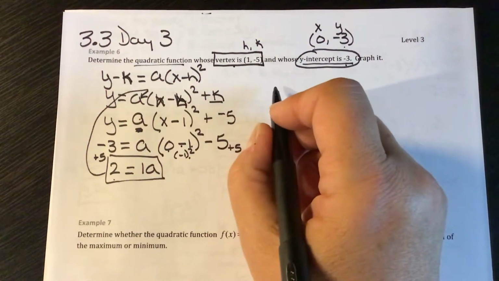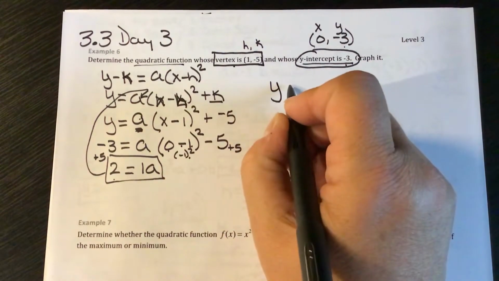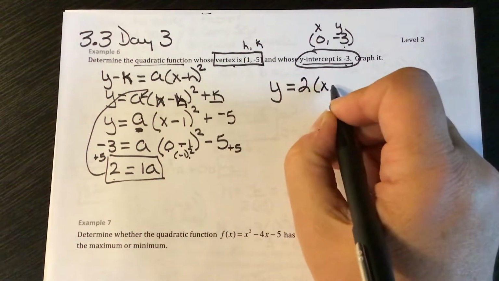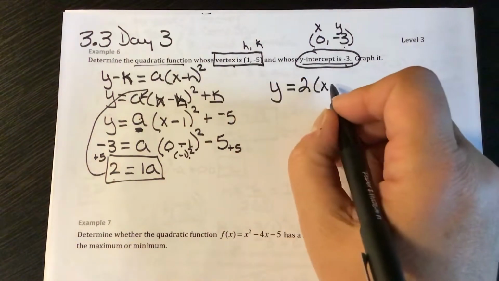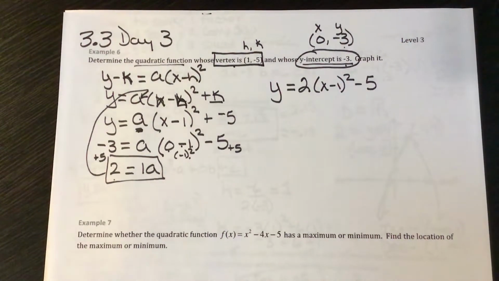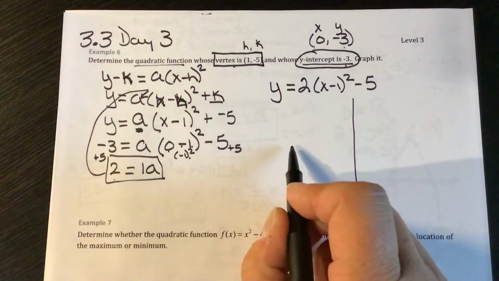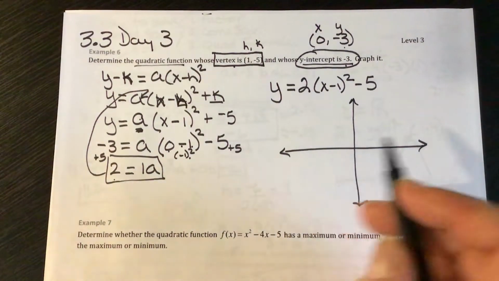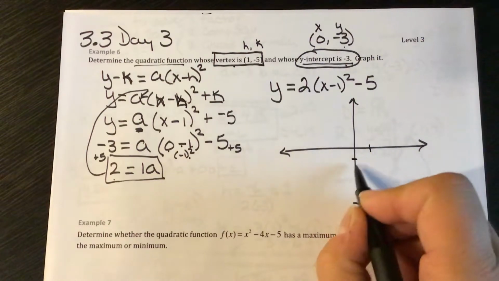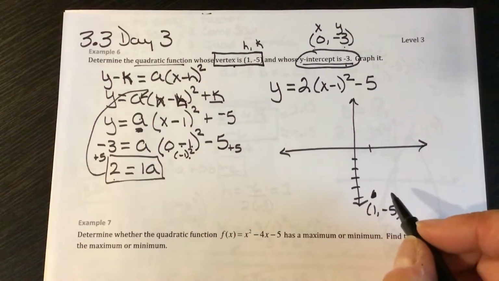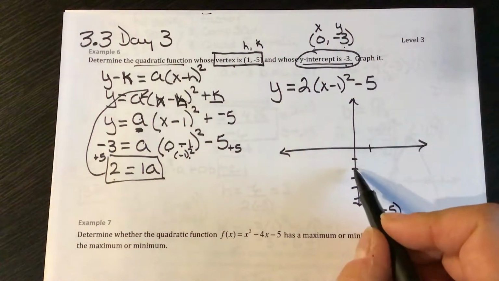So here would be the equation. y equals a, which is 2, times (x minus h, which is 1) squared, and then minus 5. So there is our quadratic equation. They also ask us to graph. So let's make a graph. I know that my vertex is at (1, -5), and I also know that the y-intercept is -3.